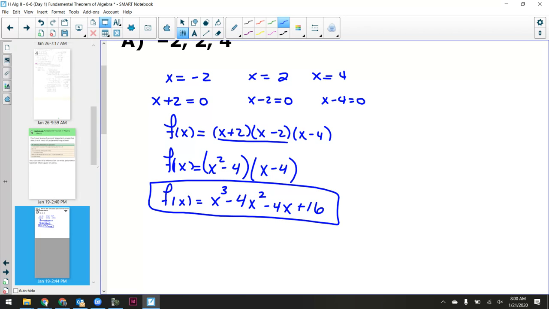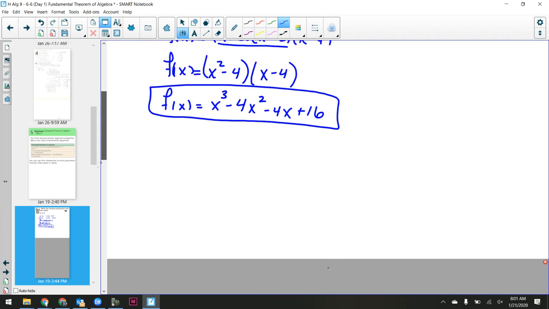Can I let you in on a little secret? This is how we make your tests. Like when I want to give you a problem and ask you to find the roots of the problem, you know what we start with? We start with the zeros. And we basically do this exact same thing until we get to a polynomial that you guys have to solve. That's basically what we do to create those problems where I say to find the zeros. Let's try another one.